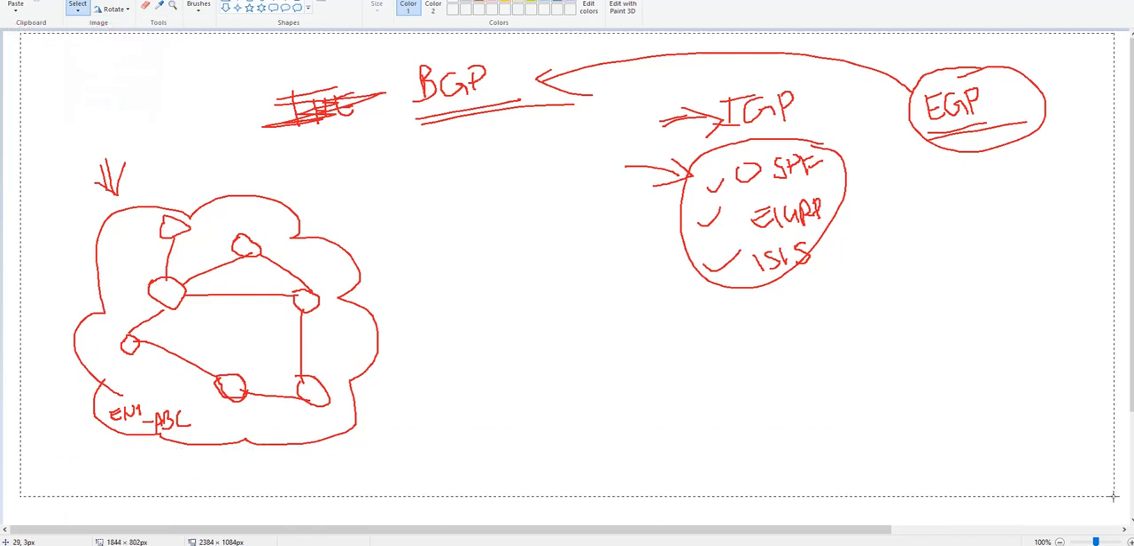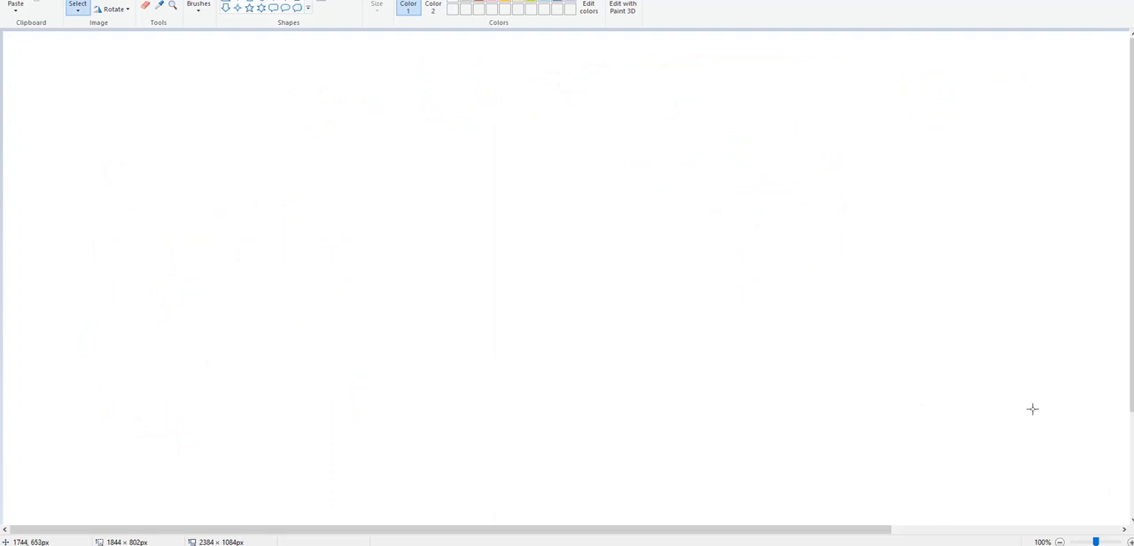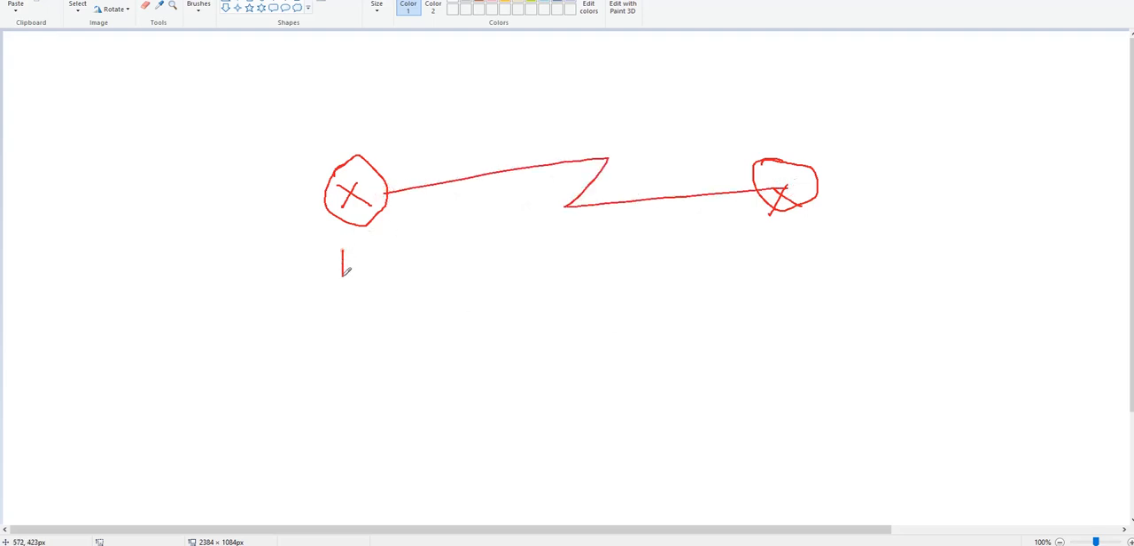Fine, so let me just erase this. The next part I would like to discuss is what I can do with BGP, right? Let's say that you have two routers, and you have a connection like this. Let's say that this is router A and router B.